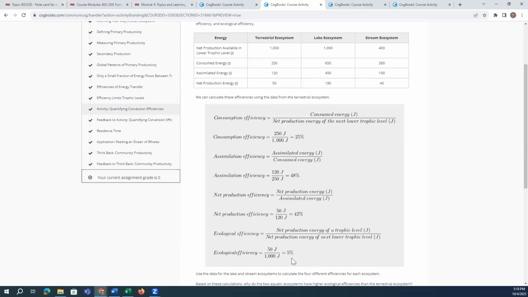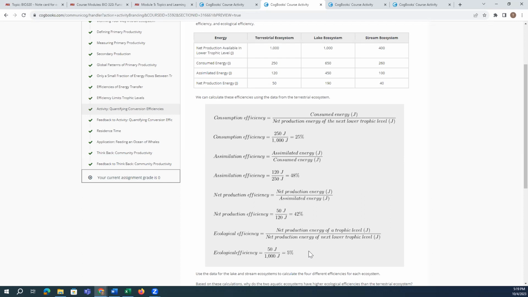So would we say that ecological efficiency of this terrestrial ecosystem is high or low? I guess if we're using the rule of thumb, which is 10%, it's low. Yeah, I would agree with that. And how would we describe what this 5% means in one or maybe two sentences? That's probably where I struggle on the details. I would say that it is the overall efficiency of energy transfer from one trophic level to the next. Yeah, I think that's correct.